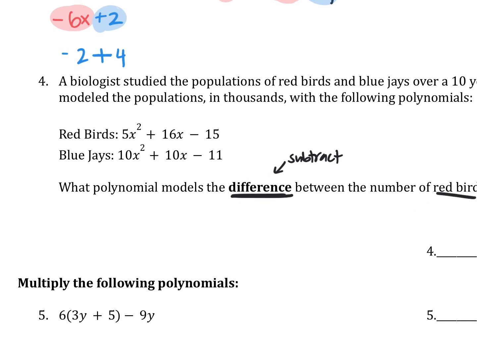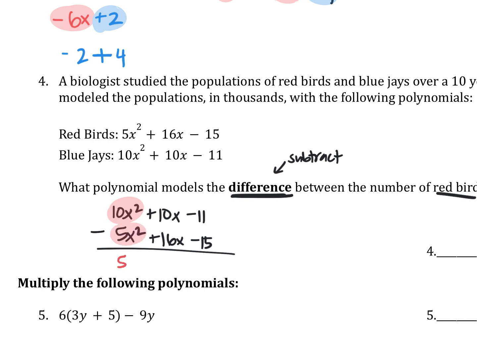So let's rewrite our problem here, because my blue jays are the 10x squared plus 10x minus 11, and I am subtracting my redbirds, which is 5x squared plus 16x minus 15. Okay, and we got to subtract each one of these. So I'm going to take 10x squared minus 5x squared, which will give me positive 5x squared. Now I'm going to take 10x minus 16x, which gives me a minus 6x.